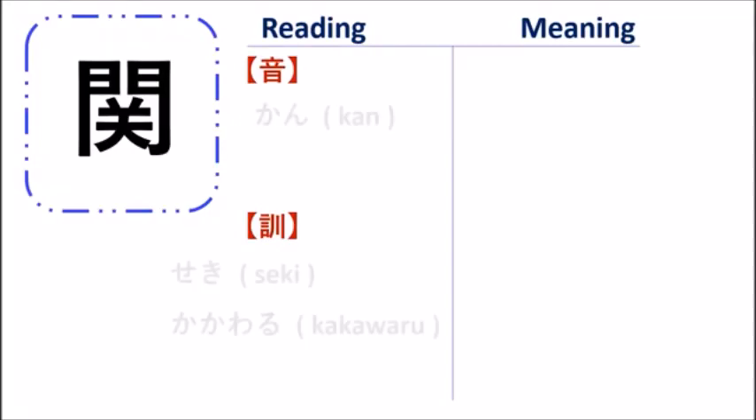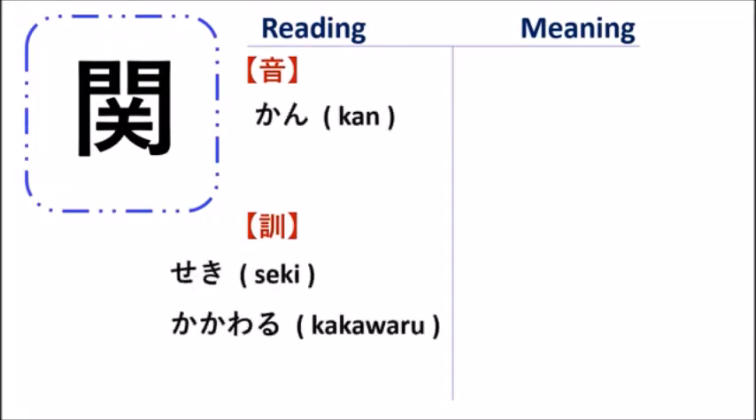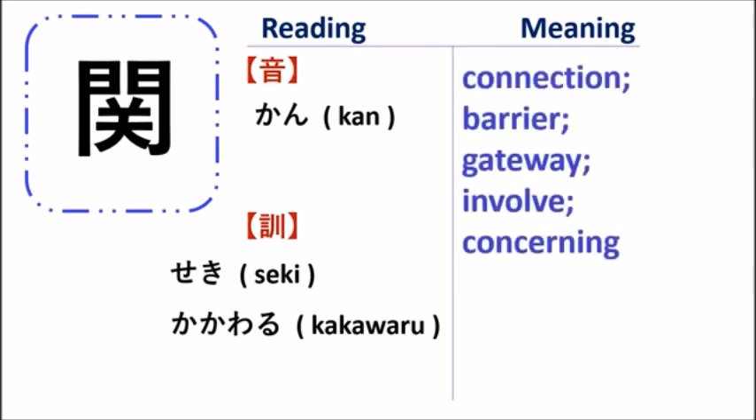This kanji had the reading of onyomi, which is kan, kan. Kunyomi: seki, seki. Kakawaru, kakawaru. This kanji had the meaning of connection, barrier, gateway, involve, concerning.